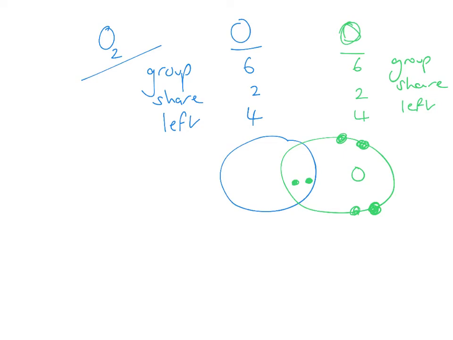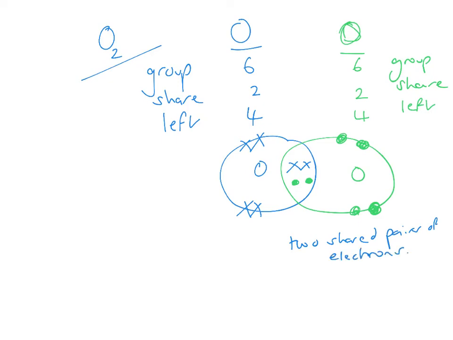Now if we look at the other oxygen atom, that's also going to put 2 electrons into the shared area, and therefore it's going to have 4 electrons left over. So when we look at how many this atom is sharing, there are 2 shared pairs of electrons.